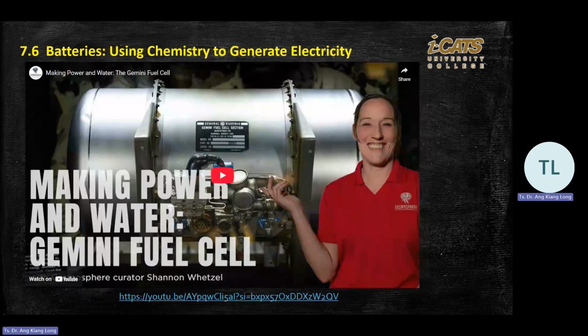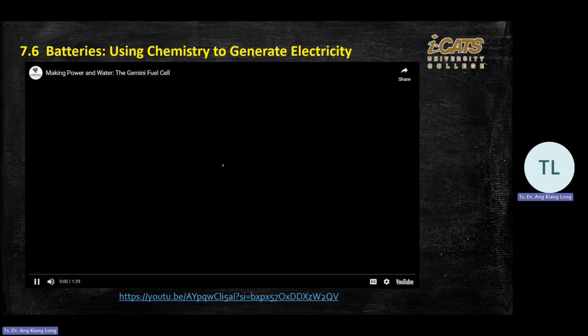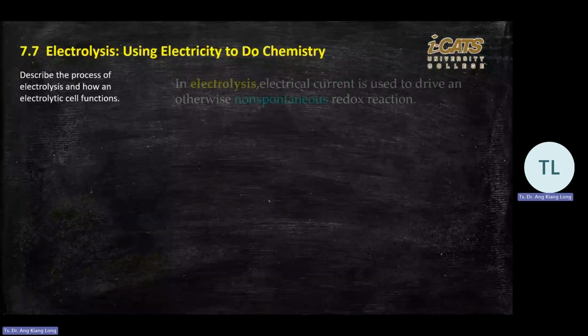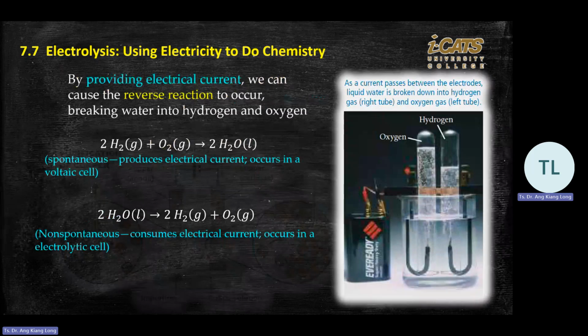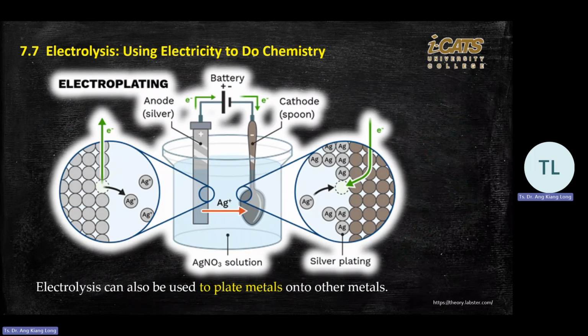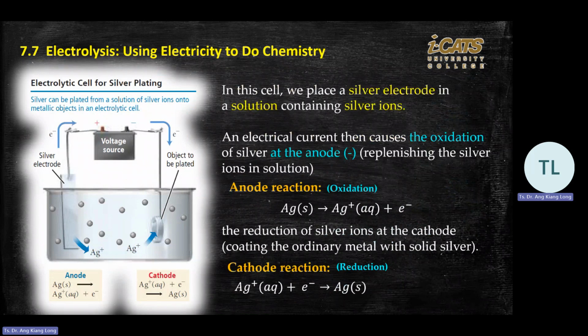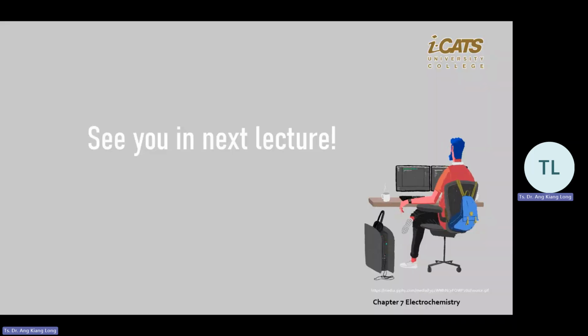This is a small YouTube video you can view during your free time. Electrolysis, you read. It's basically you put a battery there and force the oxidation reduction process. You reverse the thing. Okay, this one you read. Okay, so with this, we conclude chapter 7.